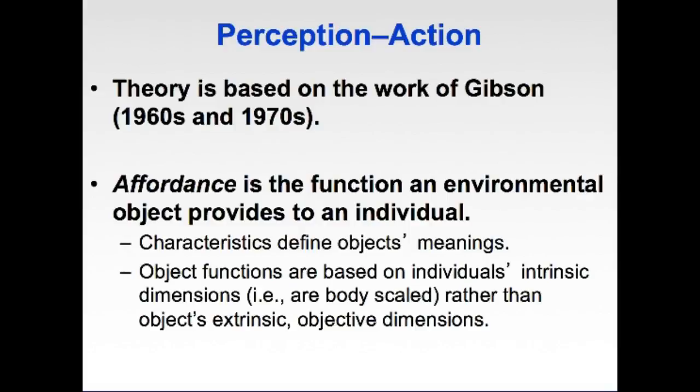Perception to action. This theory is based on the work of Gibson in the 1960s. Affordance is the function an environmental object provides to an individual. So characteristics define objects' meanings. Object functions are based on individuals' intrinsic dimensions. Examples are body-scaled, rather than an object's extrinsic dimensions. So it's inside versus the outside.